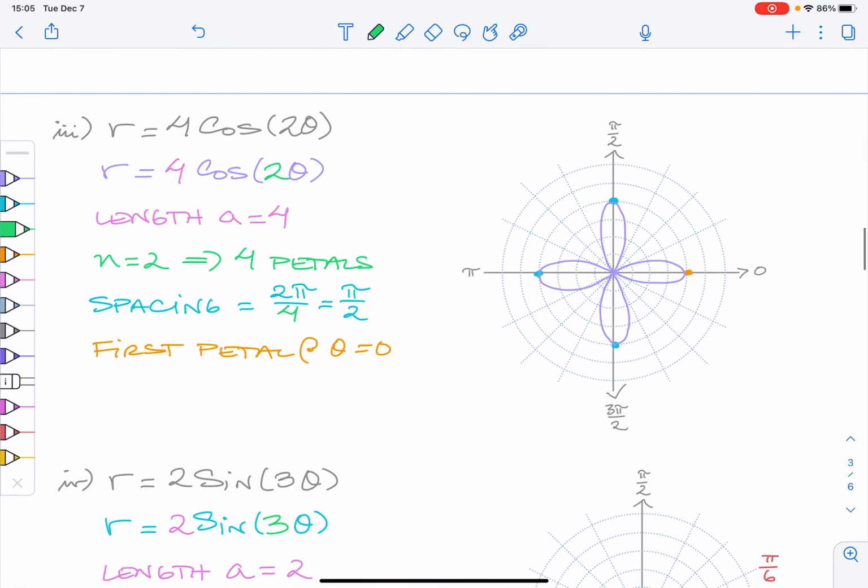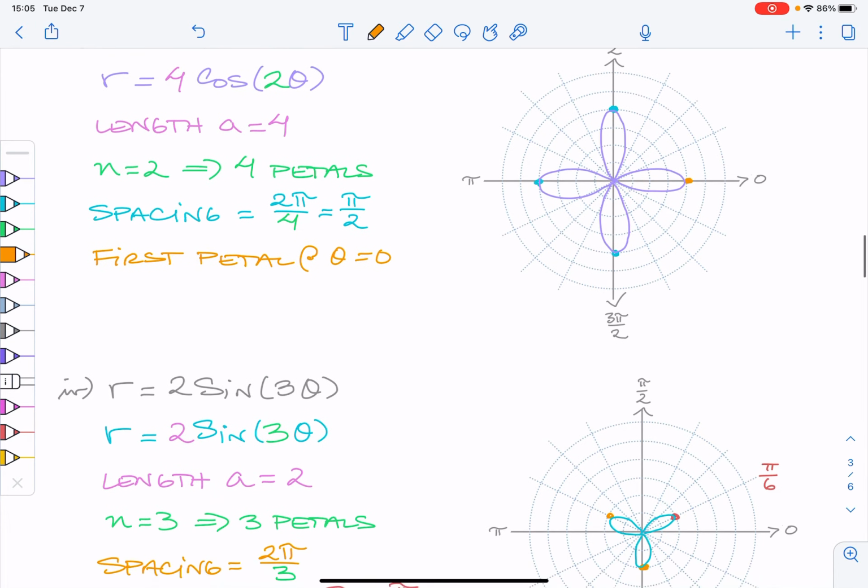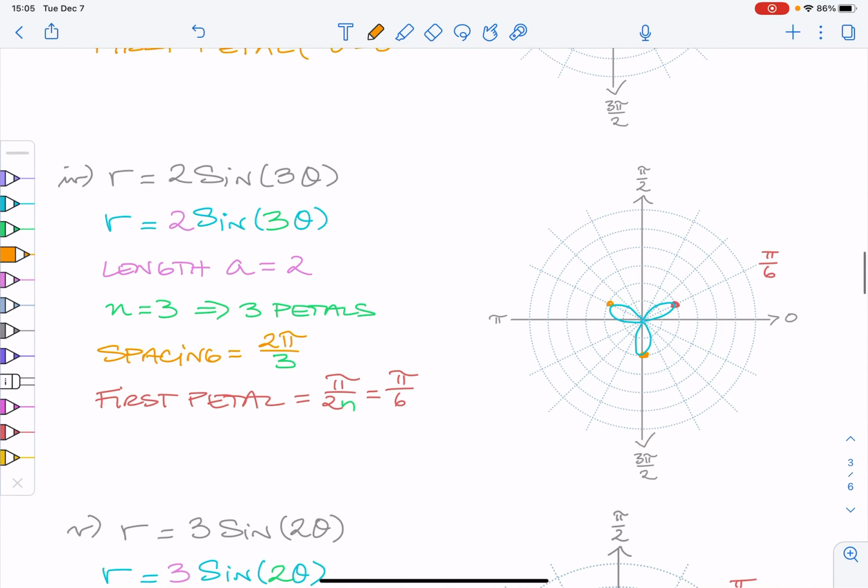Okay, so what do we have next? We have r equals 4 cosine of 2 theta. So the length is 4, but since 2 is divisible by 2, we have 4 petals. So the spacing is 2 pi radians divided by 4, or every 90 degrees. And of course the first petal, since it's cosine, will be along theta equals 0. And then every 90 degrees, or pi over 2 units, we place another petal at a length of 4 from the origin. And then we draw our lovely rose. You might recognize this as complex nth roots, kind of.